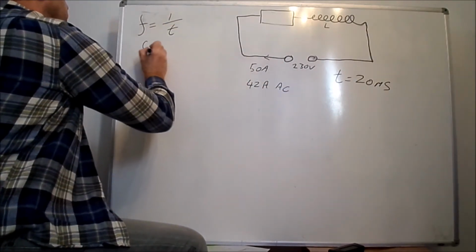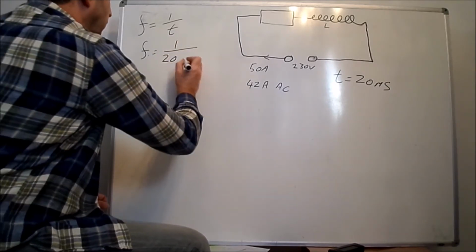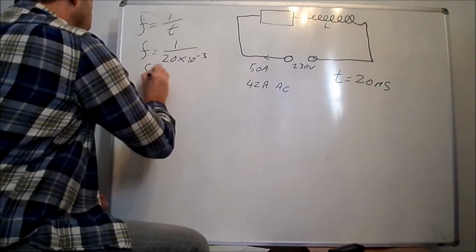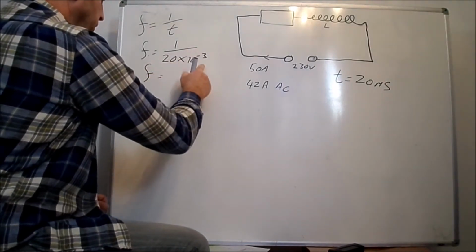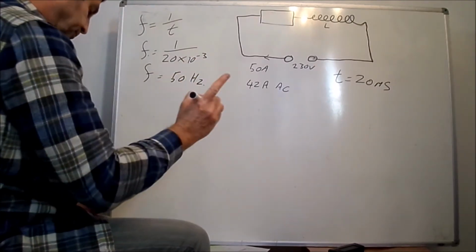So we can say frequency is equal to 1 over 20, and it's milliseconds, so it's times 10 to the minus 3. So the frequency is equal to 1 over 20 times 10 to the minus 3, that gives me 50, and that's measured in hertz.